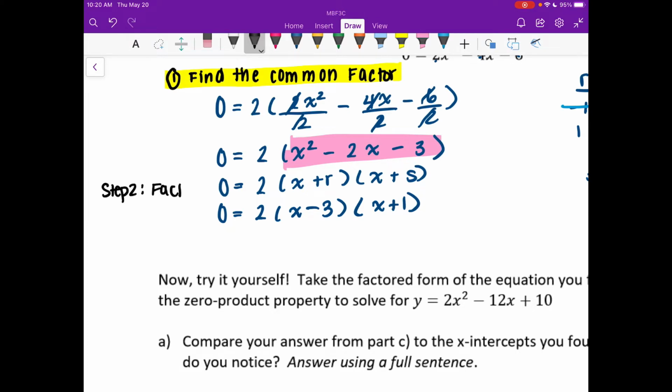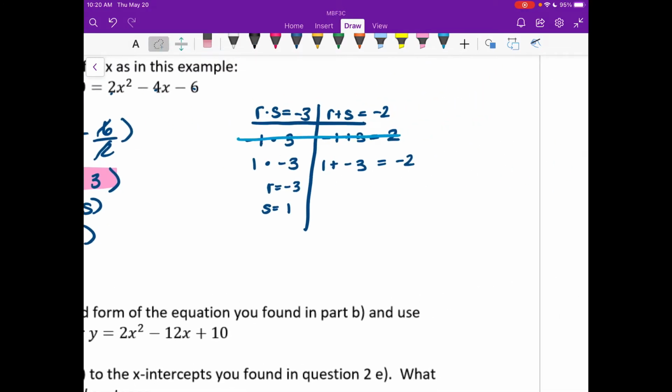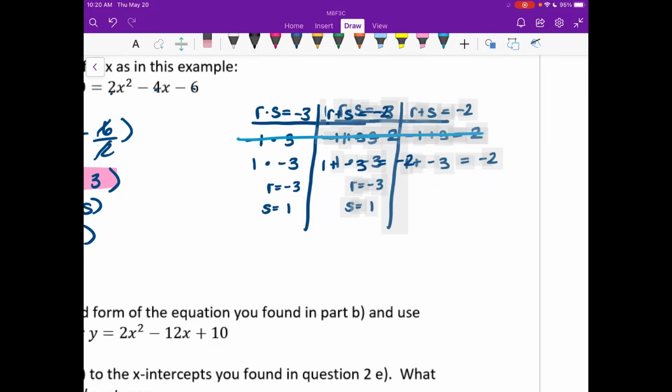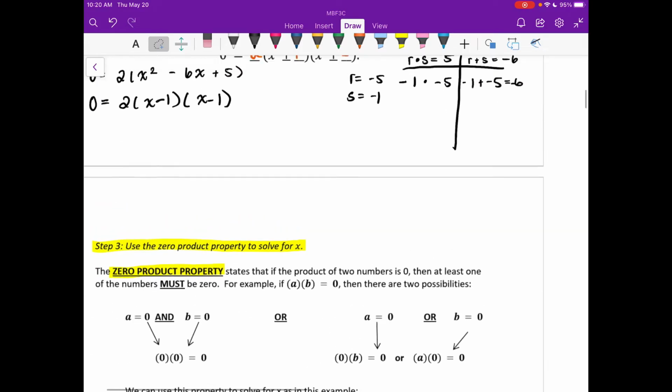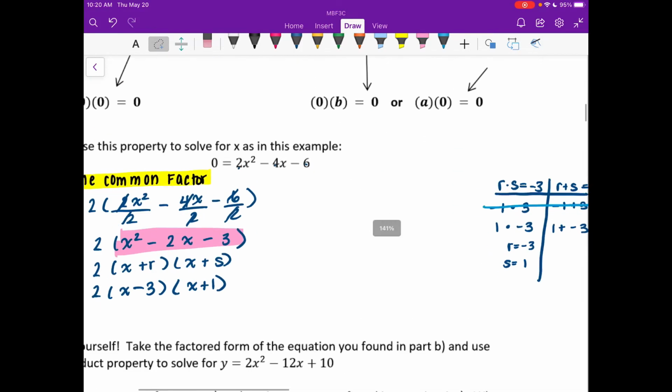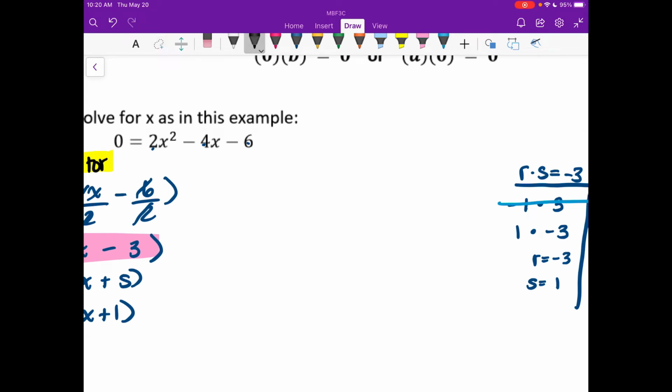factor the trinomial. Step 3 is going to be use the zero product property. I'm just going to call it ZPP.